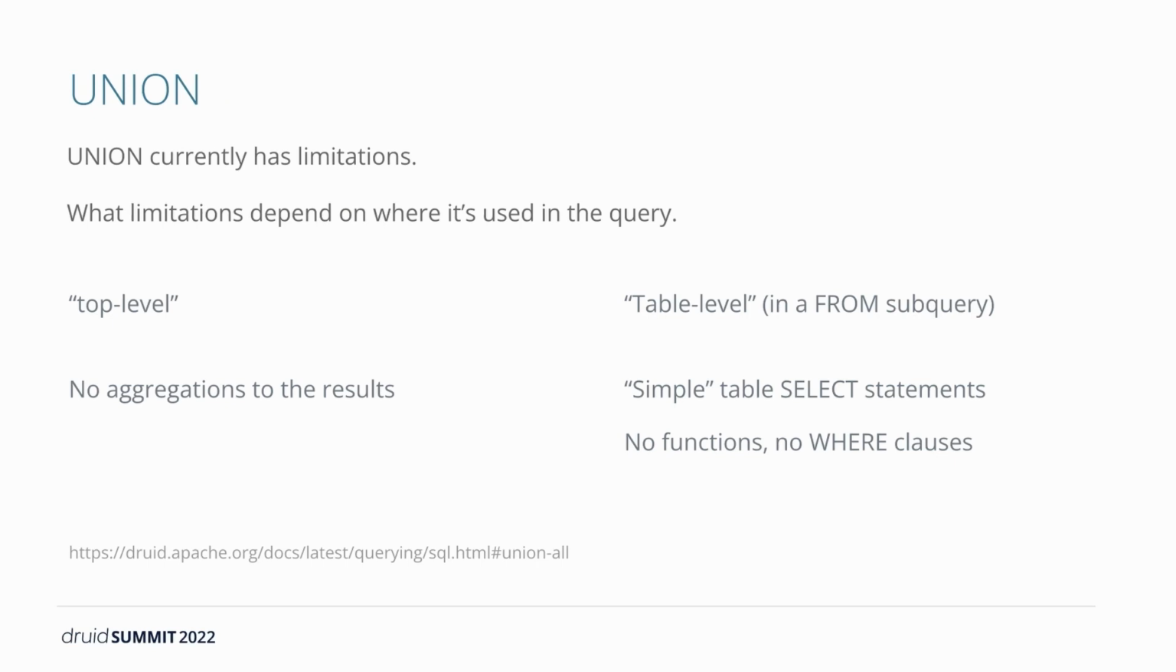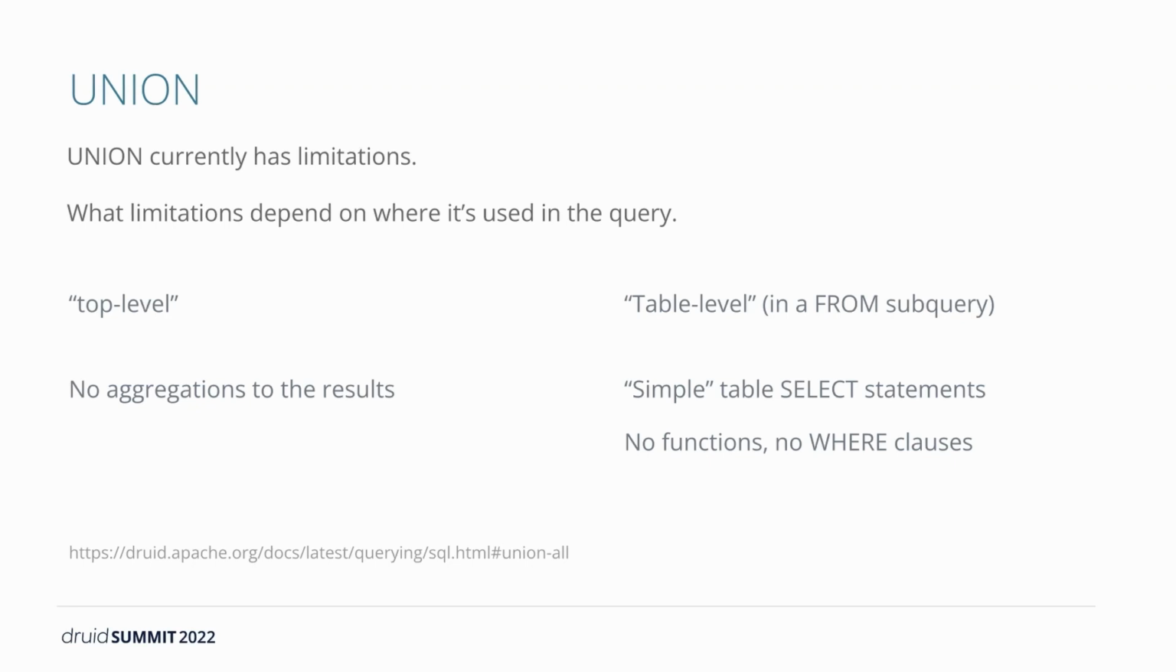But the limitations depend on where you use it in the query. You can have it top level, which means your query is just give me this union, give me that. And then your queries can be anything that Druid SQL supports, and it will just execute one and then execute the other and give you the results. The downside is that you can't do aggregations on the results, because it's just going to do one query and then the other and give you one and then the other.